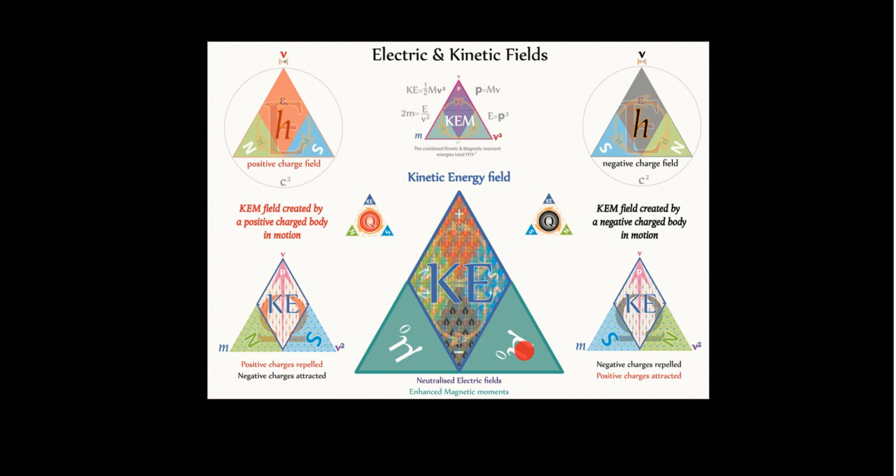When we say a negative field, we're referring to a south-north arrangement of the dipole, where positive charges are attracted and negative charges are repelled. If we're talking about a positive charge field, positive charges are repelled and negative charges are drawn in. This is what's happening. The energy itself is neutral, but the dipole is not.